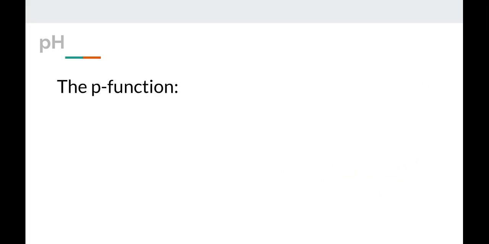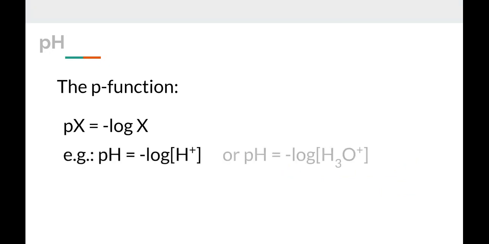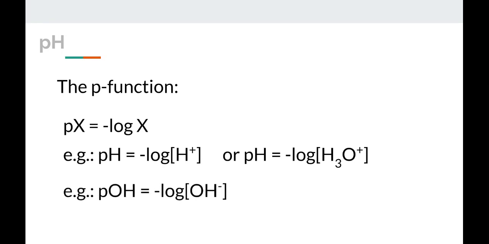The next important concept is based on something called the P function. The P function is an operation where we take the negative base 10 logarithm of anything. So pH is the negative base 10 logarithm of H plus concentration. Or, equivalently, we could say pH is the negative base 10 logarithm of the H3O plus concentration, because those are equivalents just in the two different models. pOH is the negative of the base 10 logarithm of OH minus concentration.